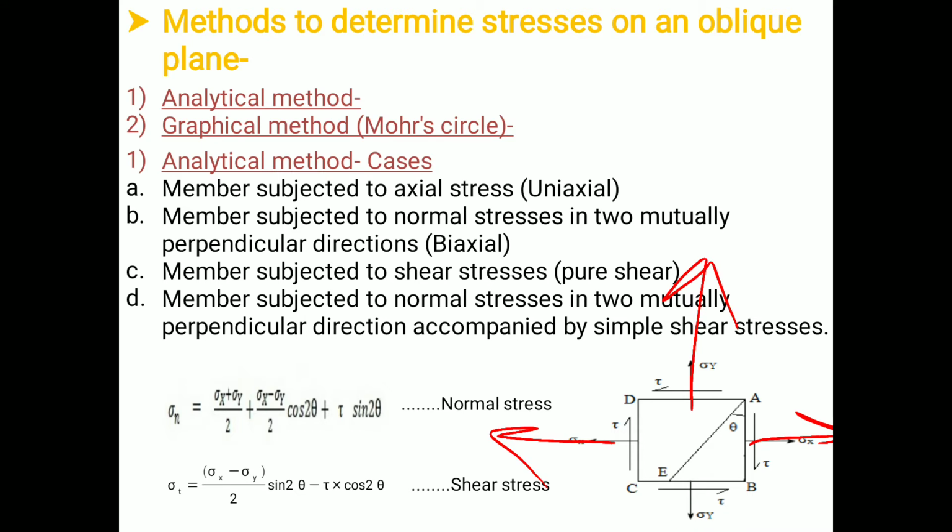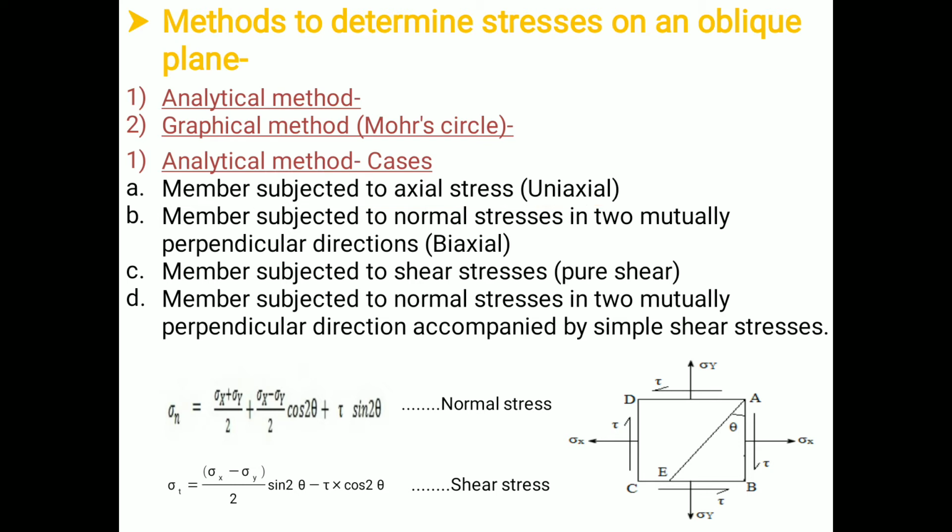But if you go through case number 1, it shows a member subjected to axial stress, that is uniaxial stress. Uniaxial means a member is subjected to only one stress. It may be along the x direction or it may be along the y direction. Only one stress we have to consider, so the other stress will be 0.